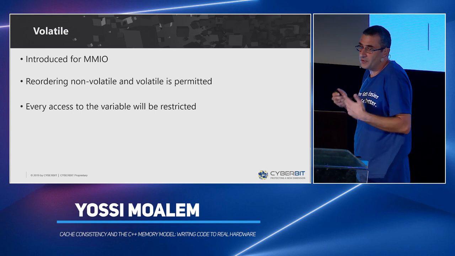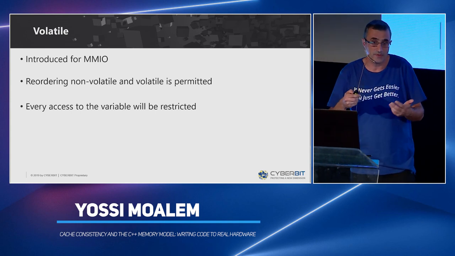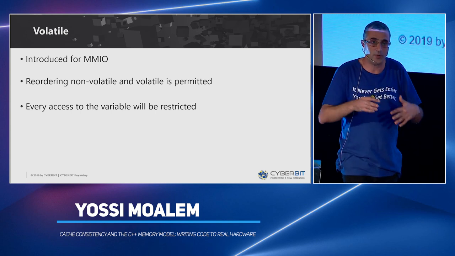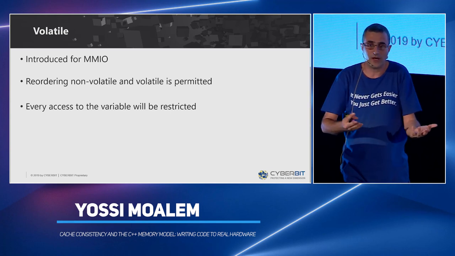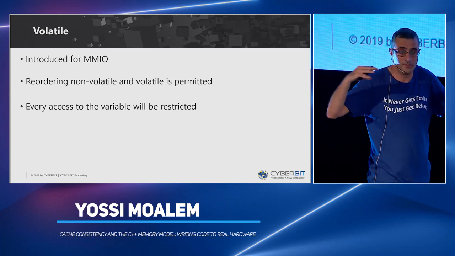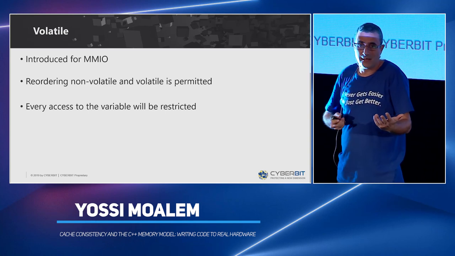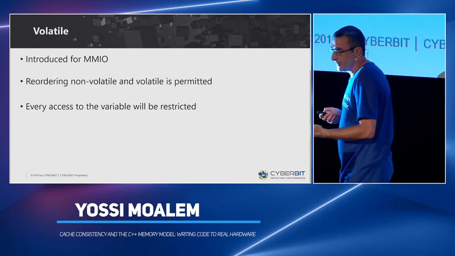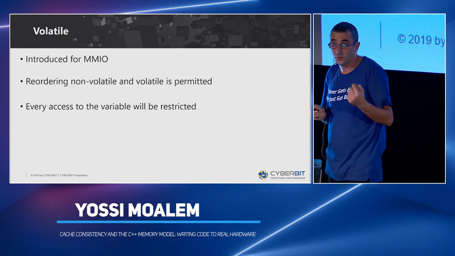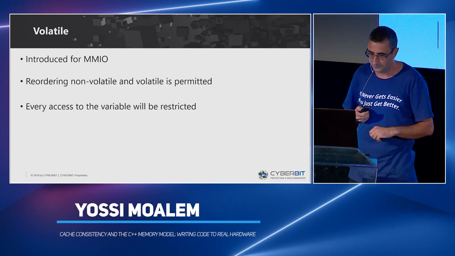So first of all, it will restrict the optimization, not only for this part. Every time that I use these variables, I have to mark all of them as volatile, and every time that I use them, I'm limiting the amount of optimization that the compiler can do. And as we'll see in very few slides, it's not even a comprehensive solution.